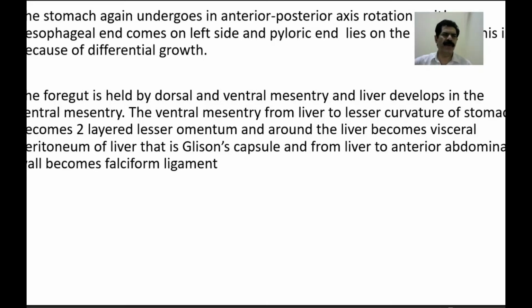Now the foregut is held by the dorsal and the ventral mesentery, and the liver develops in the ventral mesentery, and the ventral mesentery from the liver to the lesser curvature of the stomach becomes the two-layer lesser omentum. And around the liver, it becomes the visceral peritoneum of the liver, the Glisson's capsule, and from liver to the anterior abdominal wall becomes the falciform ligament.